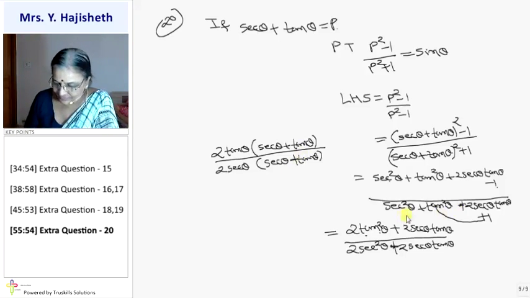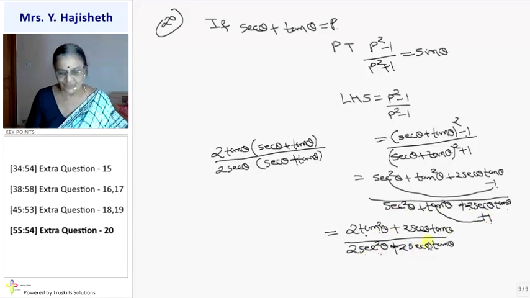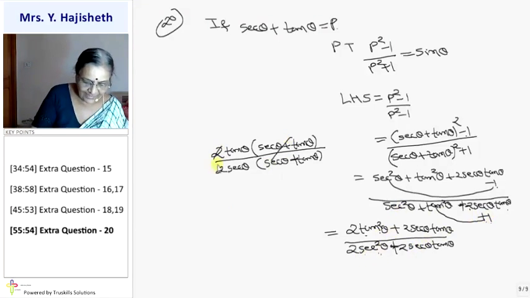I have taken tan square plus 1 is sec square, so 2 sec square plus 2 sec into tan. It was not minus. Minus is on top here. So here sec square minus 1 is tan square, so tan square and tan square, 2 tan square plus 2 sec into tan. And here tan square plus 1 is sec square, so sec square plus sec square, 2 sec square plus 2 sec into tan. So this cancels, this cancels.